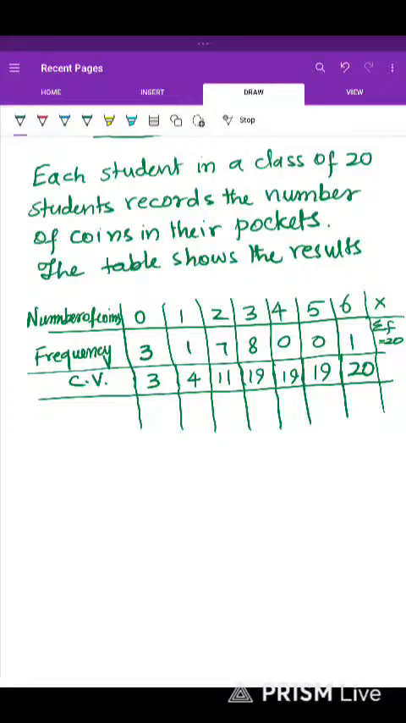Okay viewers, this is a statistics related question which we are solving here.